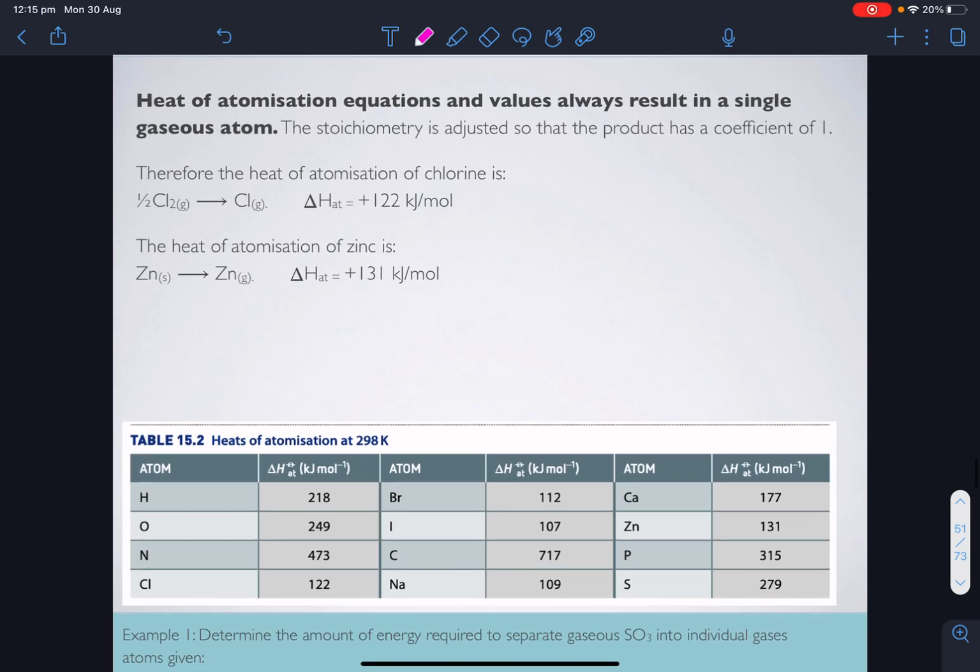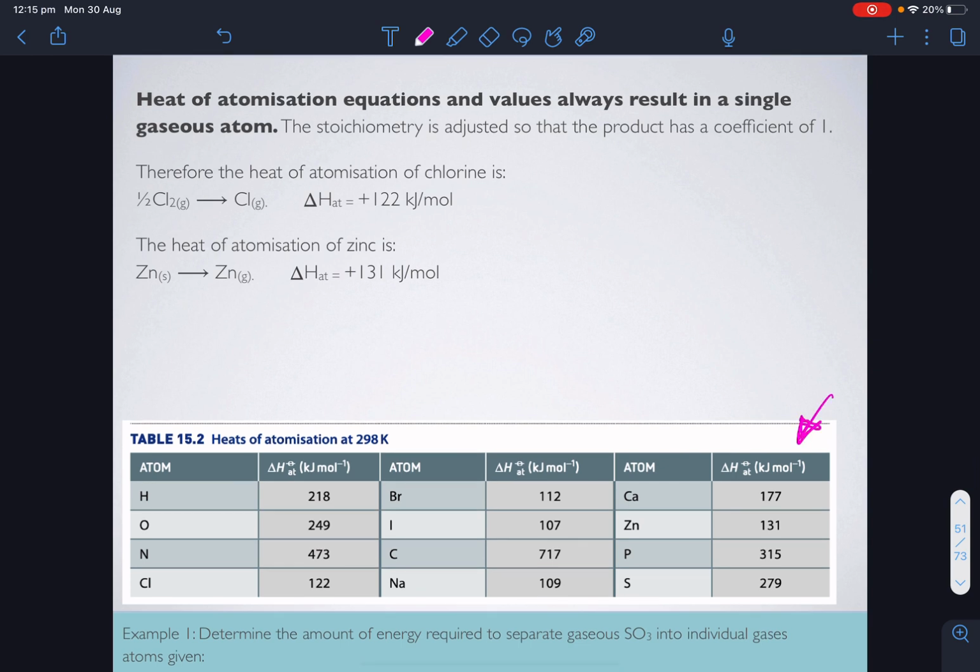So here's just a little tip and a table from the textbook. Heat of atomization equations and values always result in a singular gaseous atom. So here in my example that I used earlier, you saw that chlorine is found as Cl2 at standard temperature and pressure. We wrote it as half a mole of Cl2, so we got the stoichiometric 1 mole of chlorine singular gaseous atoms, okay? And that is the heat of atomization value for chlorine, 122 kilojoules per mole.